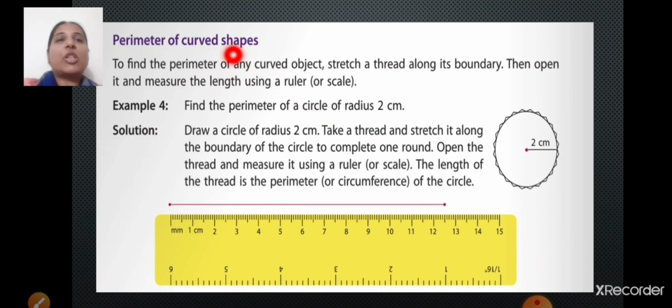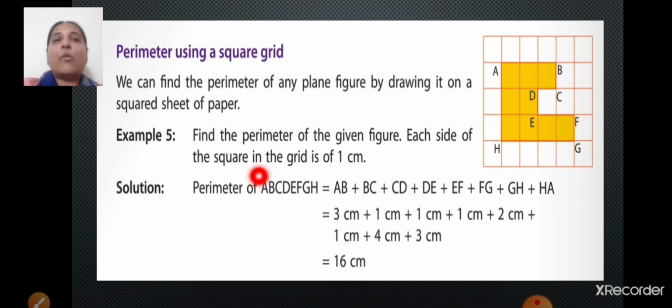Then to get the perimeter of a curved shape, we will just place a thread along its boundary. Then with the help of a ruler, we will find the length of that thread. In that way we will get the circumference or perimeter of the circle. Then we also saw how to find the perimeter using a square grid. We will just add each side of the given figure and find its perimeter.